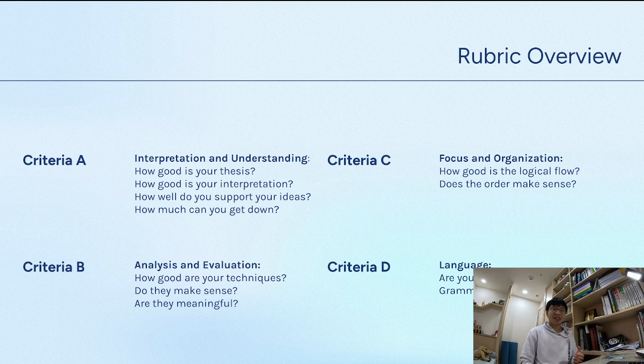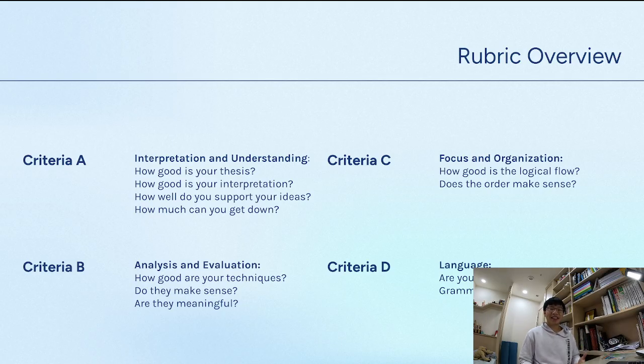Criteria C, focus on organization. I think criteria C should be one of the points that we can try to get most of the marks from, because as long as you follow a structure, I think it'll be quite all right. So you want to make your essay logical, and does the order make sense? So you want to make the ideas connected to each other throughout the photograph.